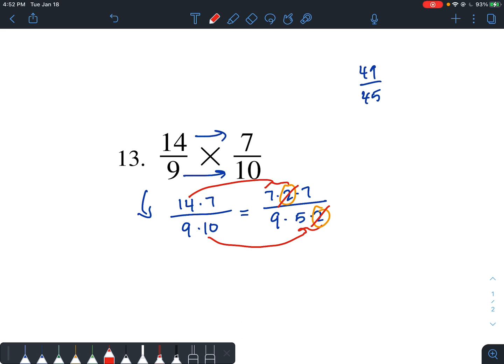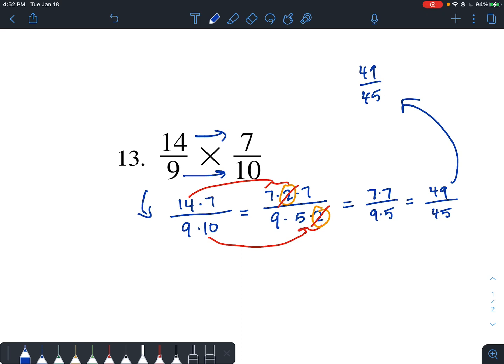And so, because 2 divided by 2 is 1, so it's relevant. Okay. And then here we'll be left with 7 times by 7 over 9 times by 5. 7 times by 7 is 49. 9 times by 5 is 45. And there you go. You get the same thing.